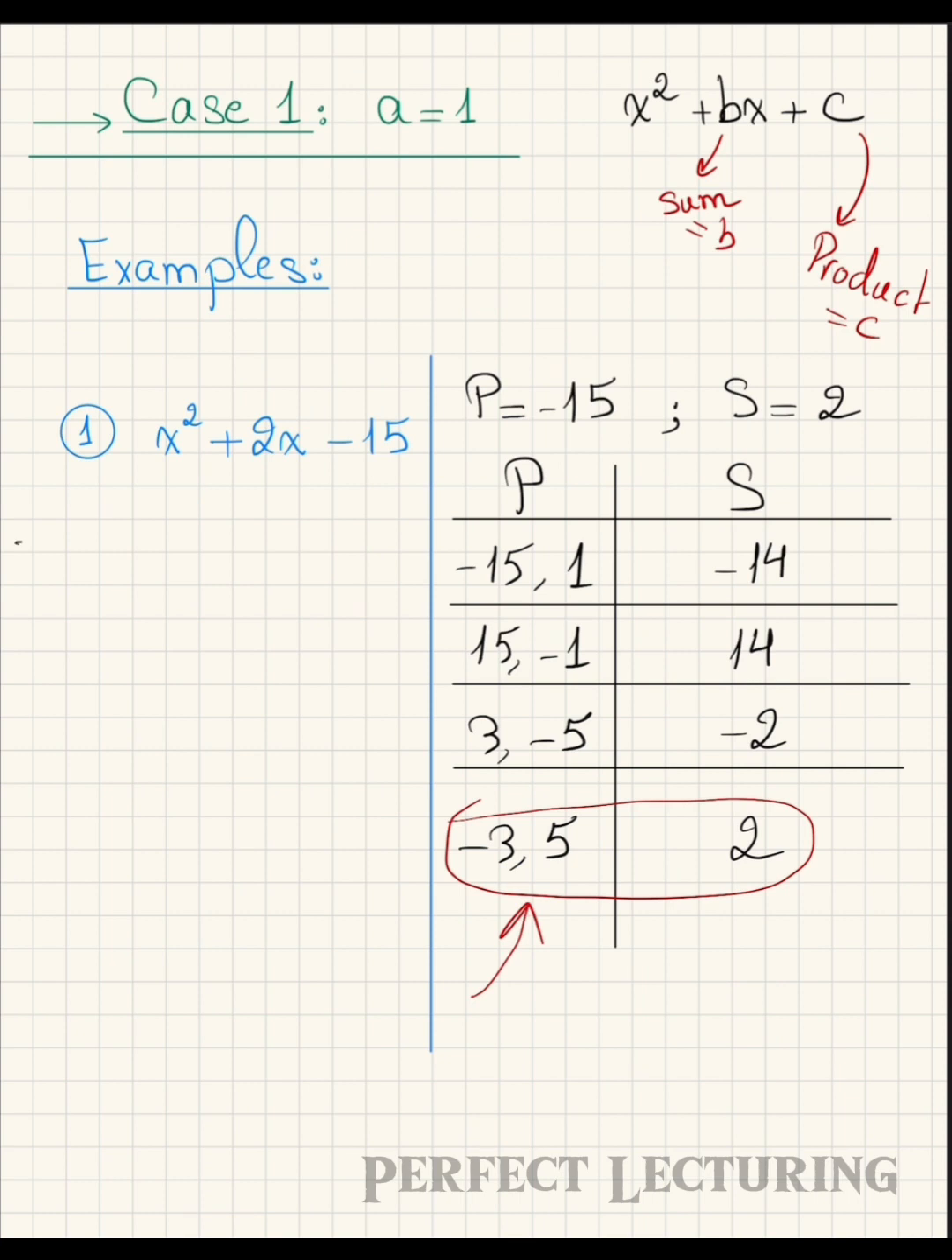Therefore, I go back to the question. So I write x and x. Then, what is the first number? It's negative 3. I write it here. What about the other number? It's positive 5. I write it here. Of course, if you want to verify your work, we just expand this expression, and eventually I'm going to get x squared plus 2x minus 15.